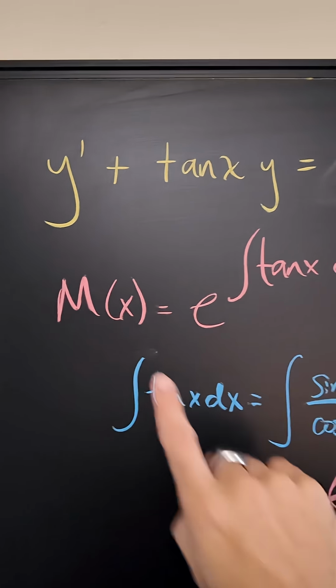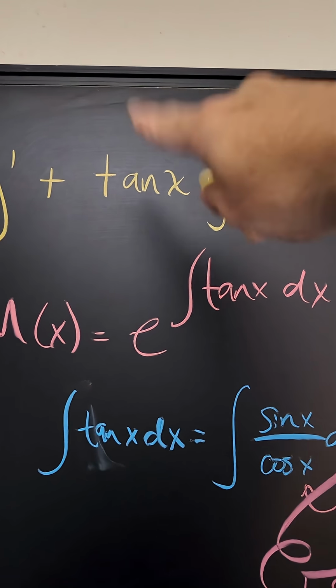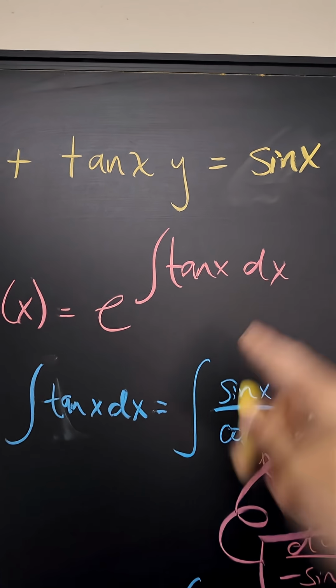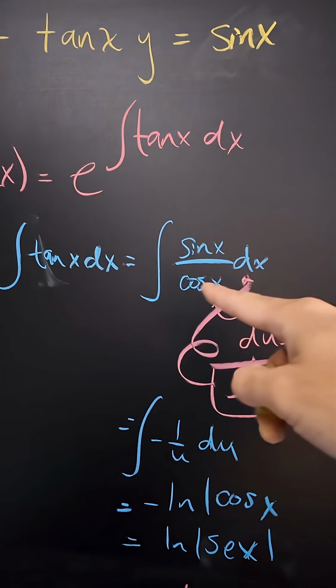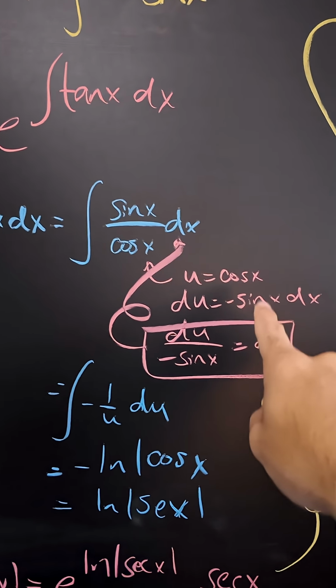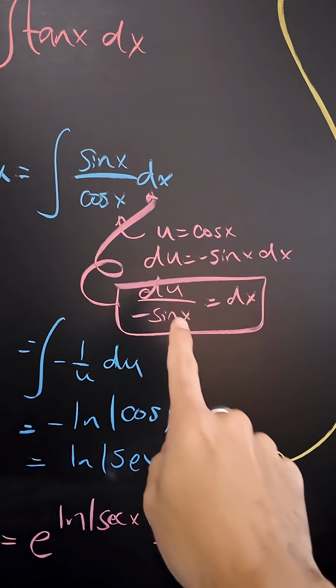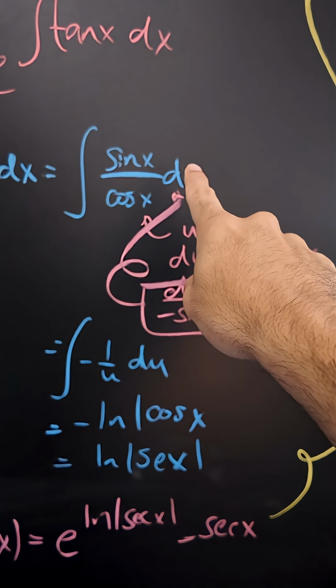Okay, so here's where we start. Our integrating factor is going to be e to the integral of this function right here. That was our P of x. We're taking e to the integral of tangent of x. Just to break it down, this is how we take the integral of tangent. I rewrite it as sine over cosine. My u term in this case is cosine. My du is negative sine x. Move that to the other side: du over negative sine x is our new dx. So I use that for the differential.